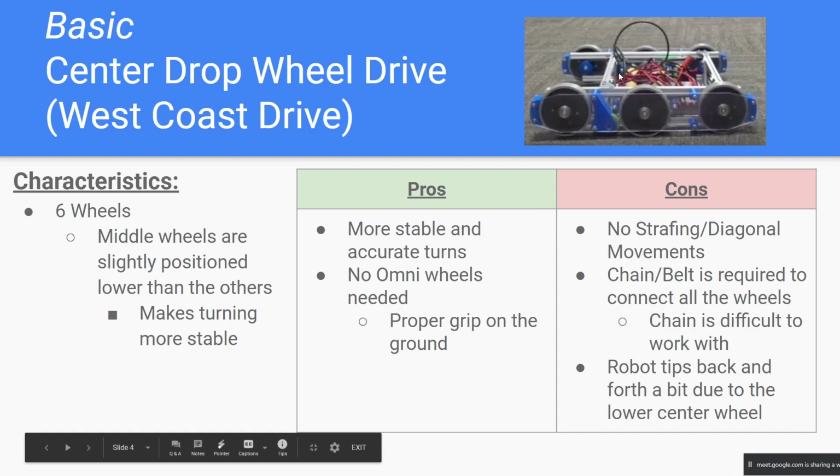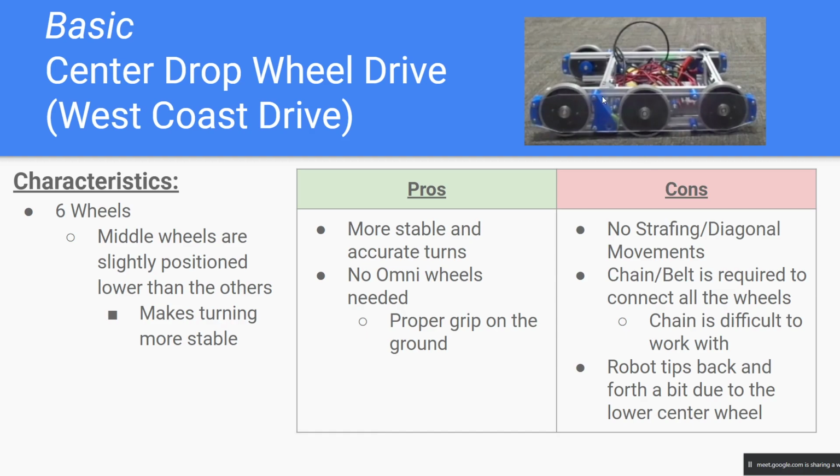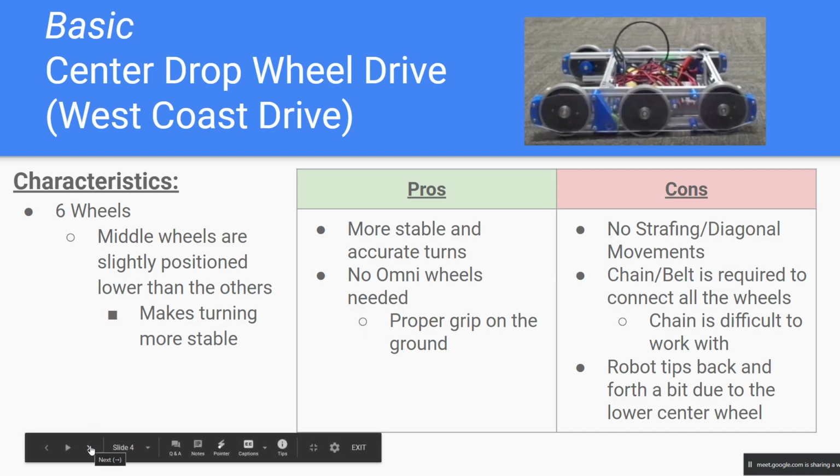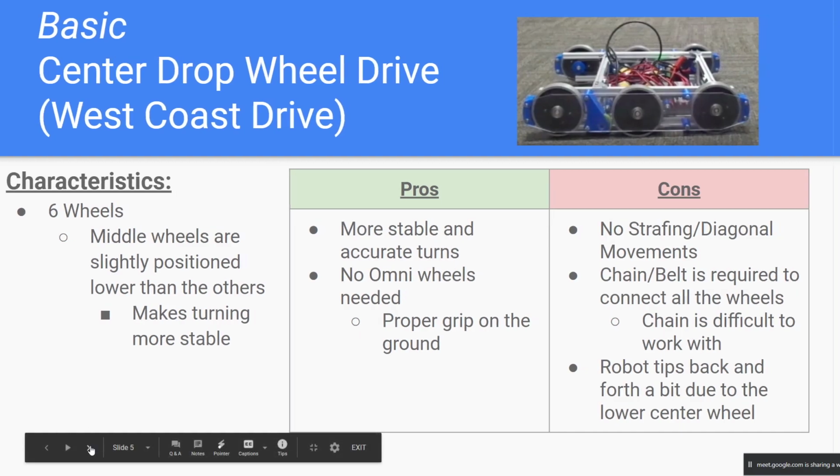Also another con is that because this wheel is slightly lower, your robot's gonna be wobbling, kind of like a teeter-totter. It's very slight, but yeah, that's just a little thing to look out for with this drive. So yeah, this is also pretty basic, and that's it about that.